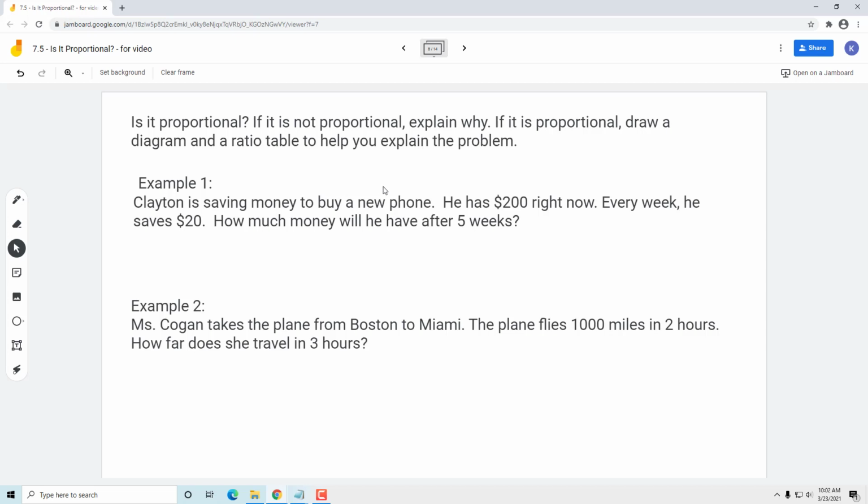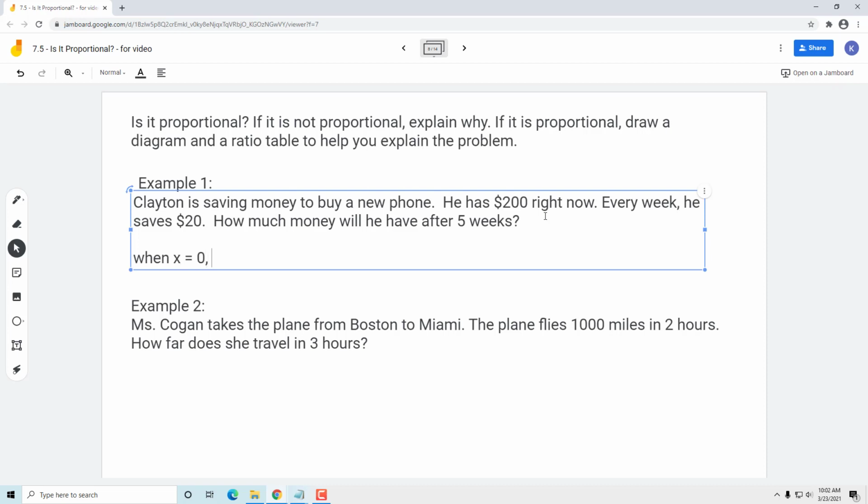Now, if Clayton is saving money to buy a new phone, he has $200 right now. That means that when x is 0, y is 200. So it is not directly proportional. They are not directly proportional. I'm using "they are" because there are 2 things here.